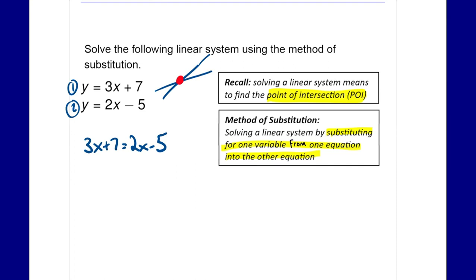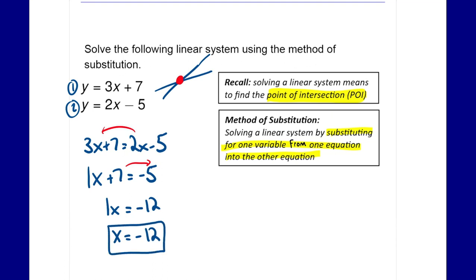Now I only have one variable, so I can rearrange and solve for it. I'm going to move the 2x over. It becomes minus 2x, so I just end up with 1x plus 7 equals negative 5. I'm going to move the plus 7 over, so I get 1x equals negative 5 minus 7, or negative 12. So x is equal to negative 12.